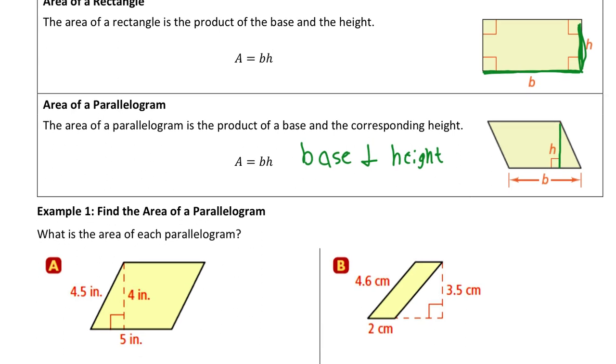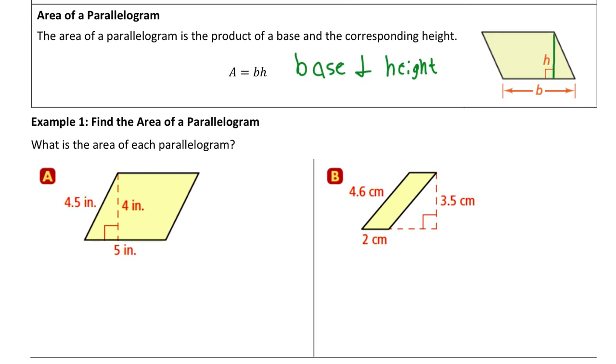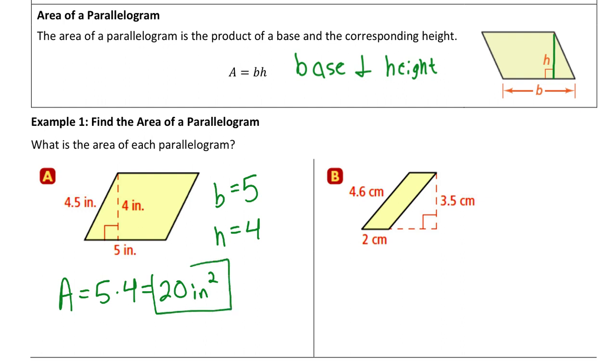So in example 1, we're going to use these formulas to find the areas of just parallelograms right now. So in part A of example 1, the base of this parallelogram would be 5, and the height corresponding to that base will be 4. So simply the area is base times height. 5 times 4 is 20. So this has an area of 20 square inches.